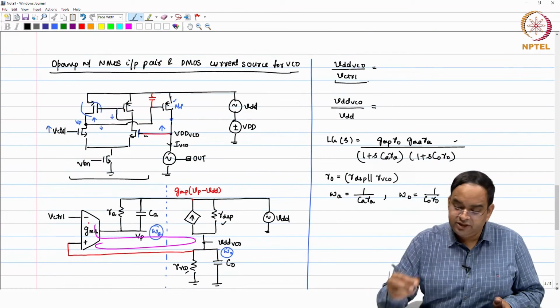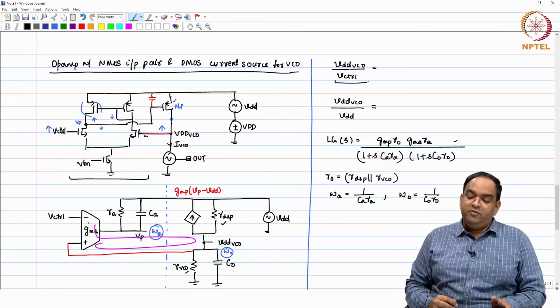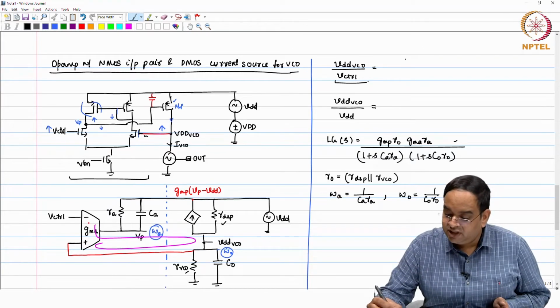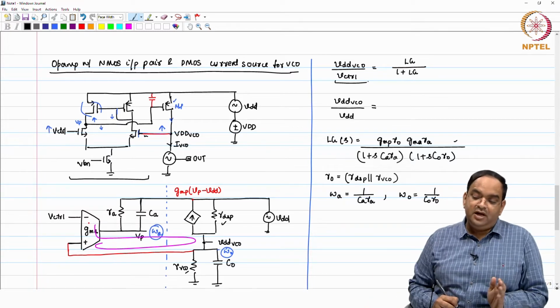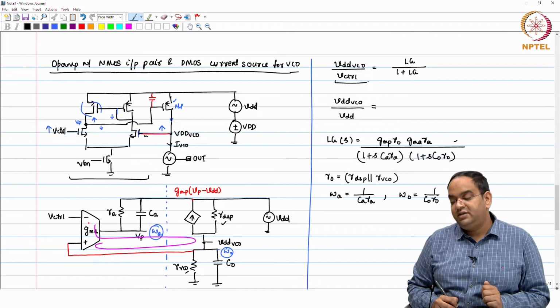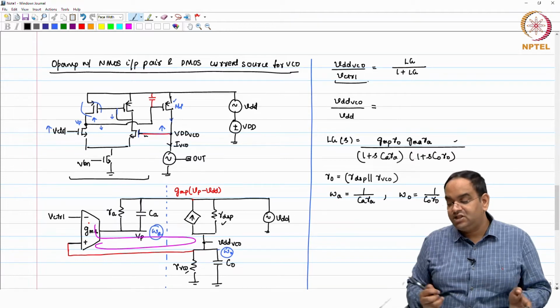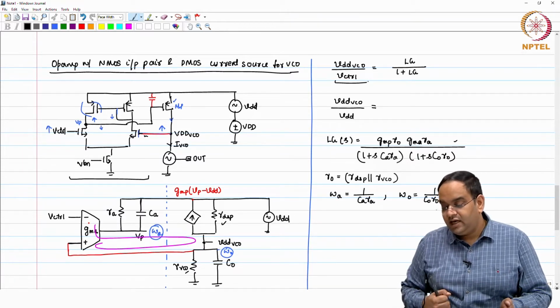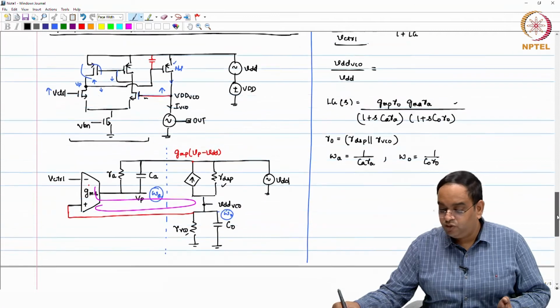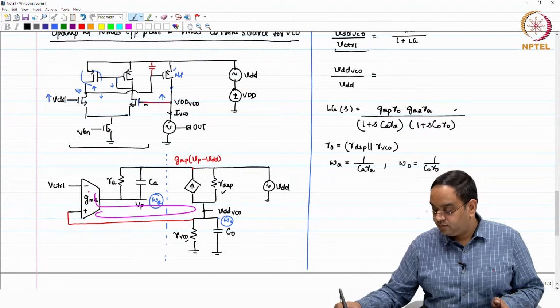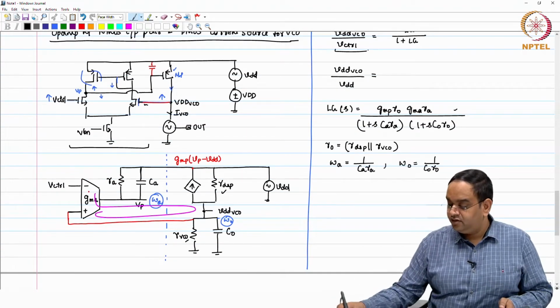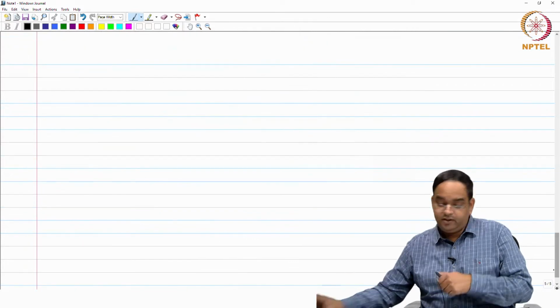So, the transfer function from V control to VDD VCO is nothing but loop gain divided by 1 plus loop gain, which in turn is a low pass transfer function, and we need to make sure that the bandwidth of this low pass transfer function is larger than the PLL bandwidth. So, if you try to find this bandwidth, let us just look at it.